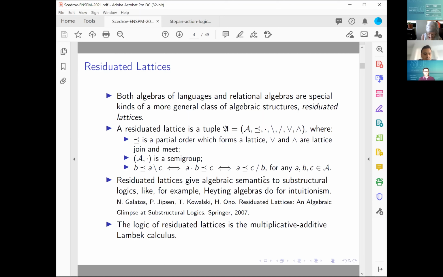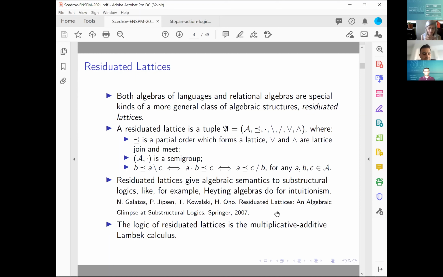So now, residuated lattices give algebraic semantics to substructural logics in the same way that Heyting algebras give algebraic semantics for intuitionistic logic. And I can recommend a wonderful book by Galatos, Jipsen, Kowalski, and Ono on residuated lattices.